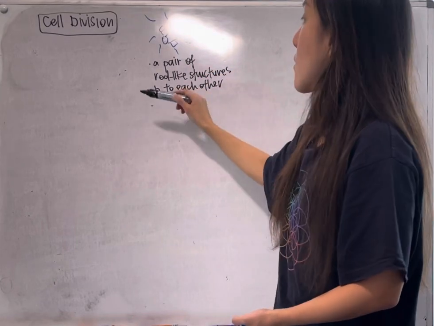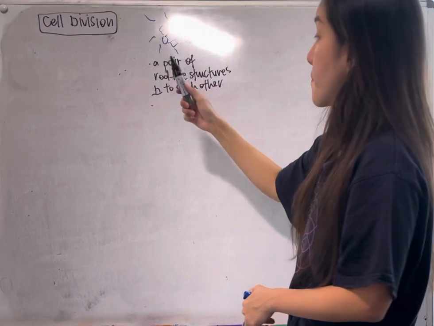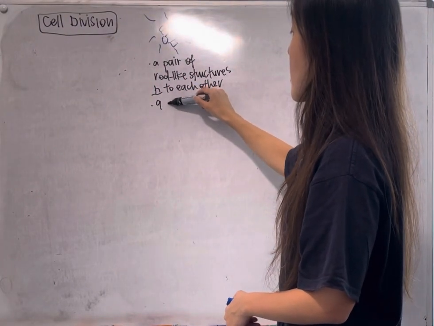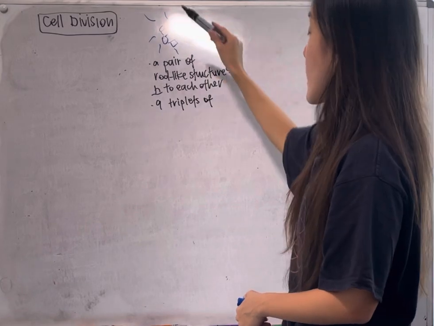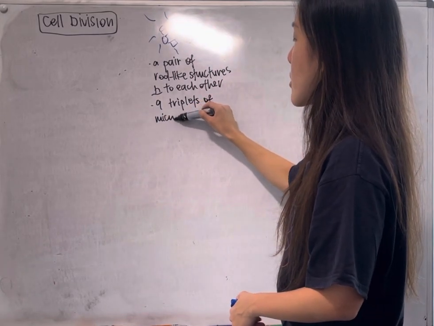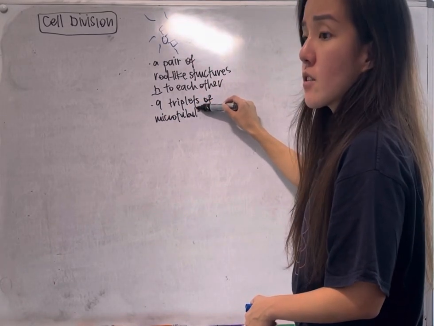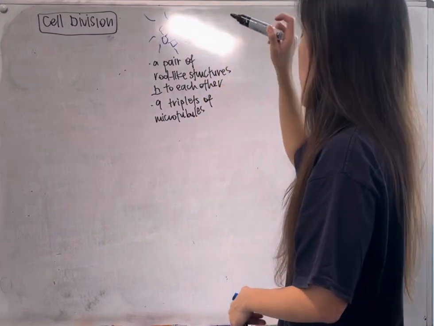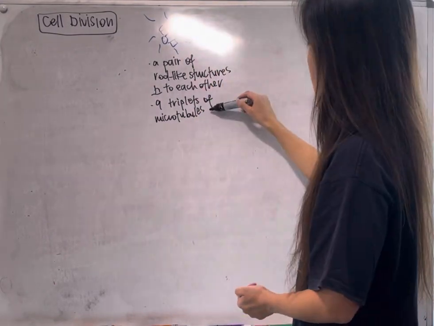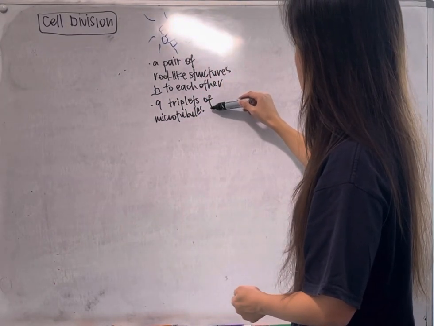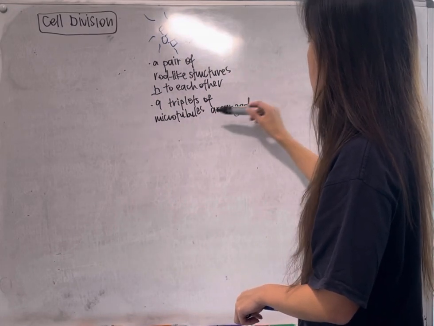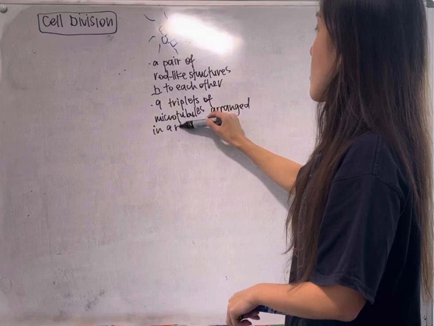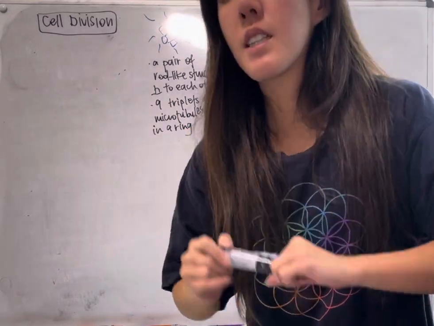Next one. What's the second phrase that we always describe? Nine triplets of microtubules arranged in a cylindrical ring. So nine triplets of microtubules arranged in a ring. Please write down if you don't see that in your notes. Nine triplets of microtubules arranged in a ring. So these are always the two descriptions if you ever want to describe your centrioles.